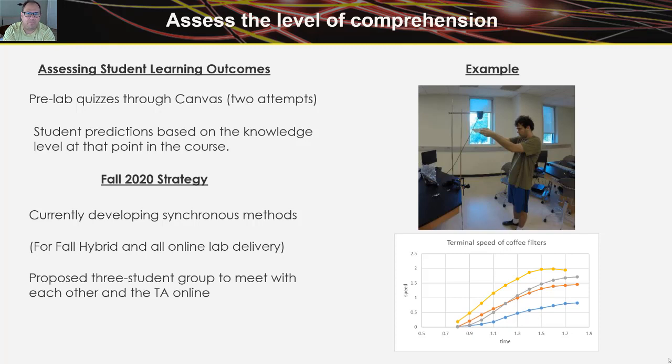So proposing 3 student groups where they meet online with each other, and they meet online with the TA. This is more or less of a quality approach than a quantity. We have to minimize the number of experiments we do, but we'll maximize the learning for each one.